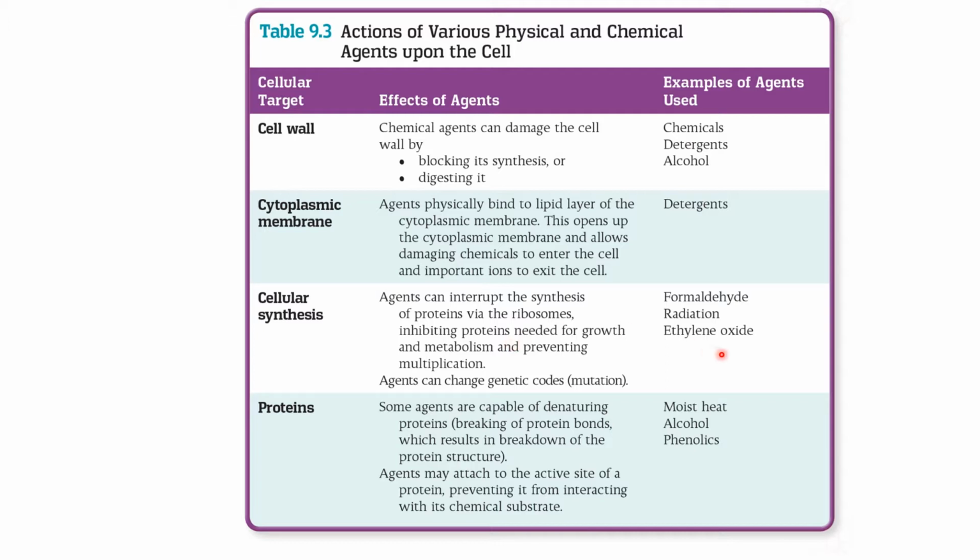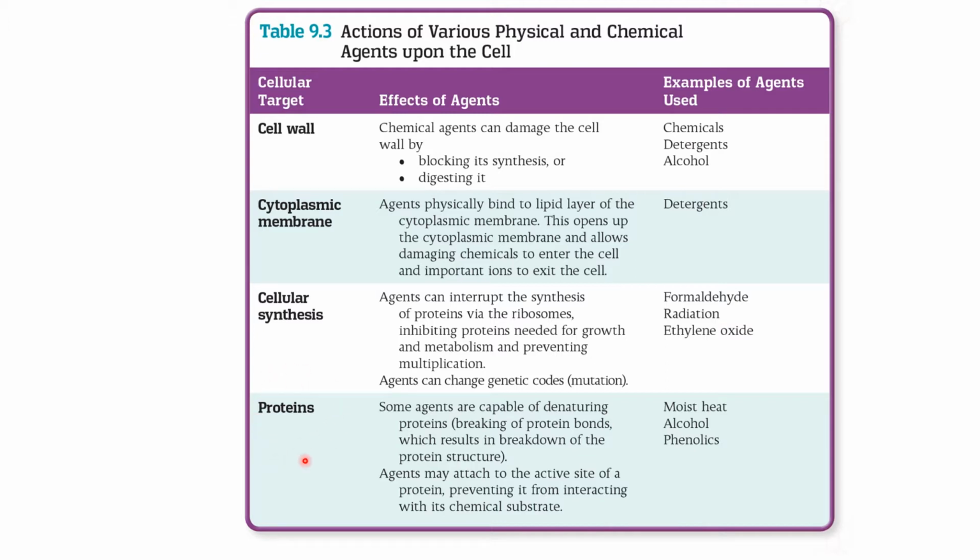So if you stop the production of certain enzymes, then you're going to affect the microbe's growth rate. Things like formaldehyde and certain radiation. We're going to talk about different types of radiation out there. There are gamma rays, and there are, for example, UV rays. So we're going to talk about the different radiation that can be used.